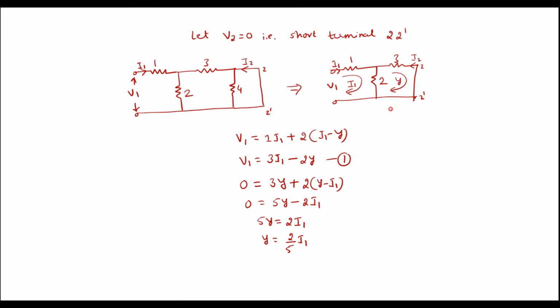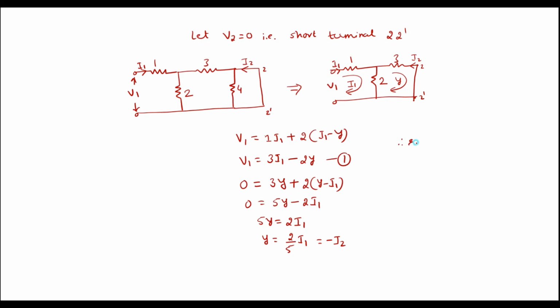So here we can observe that Y is the current which flows through the 3 ohm resistor in this direction, whereas I2 is flowing in the opposite direction. So Y current is nothing but I2, but opposite to each other. So Y is nothing but minus I2. Now let me substitute the Y value in equation 1.